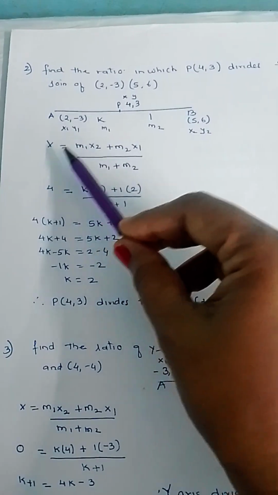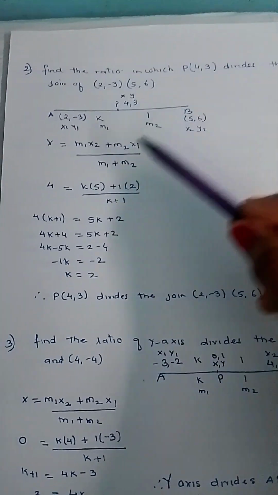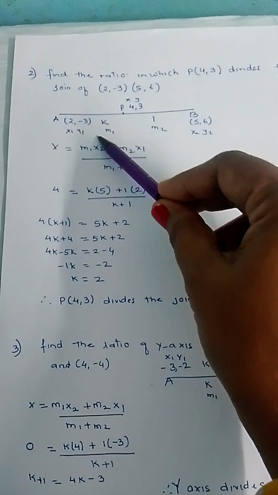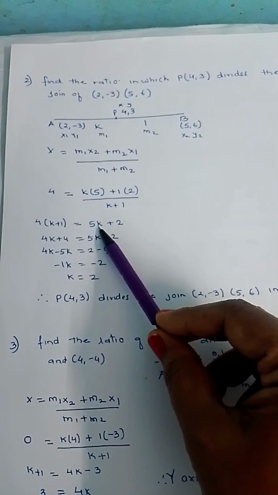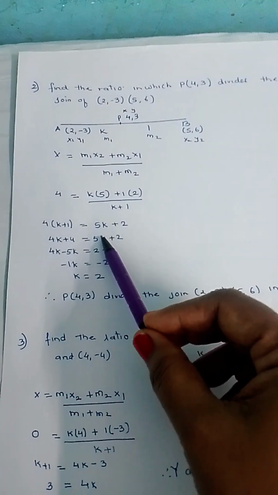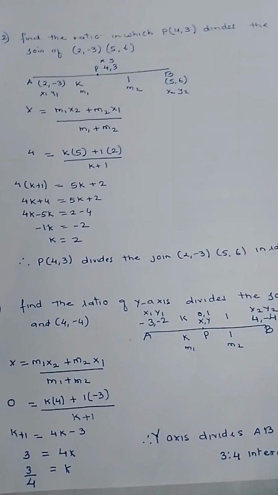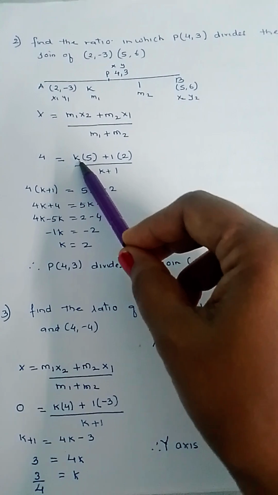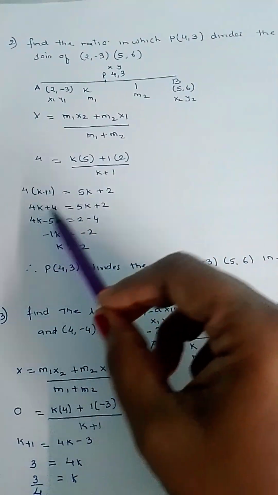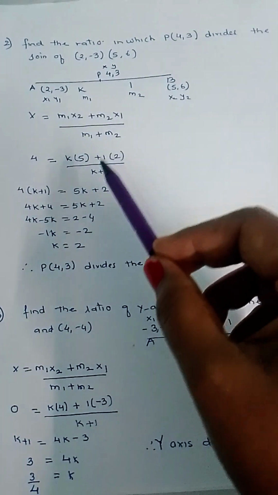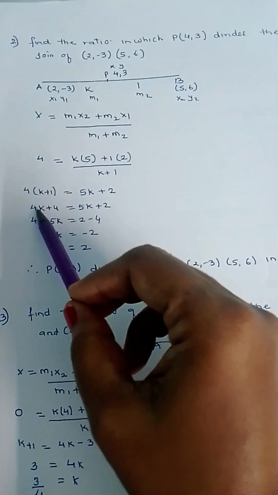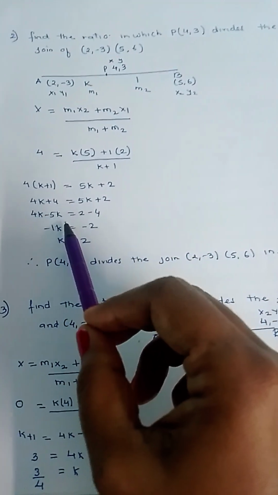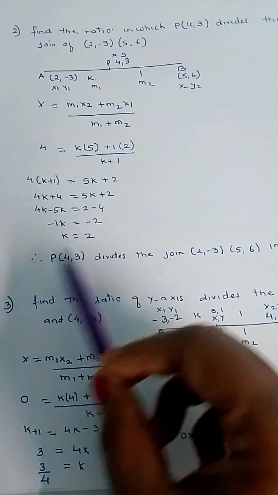I have solved for the x coordinate. m1 x2 plus m2 x1. Only one coordinate I have written because we have to find only the value of k. We are not asked for both the coordinates. If both the coordinates are asked, only then you have to write the values of both. So we have solved this. k into 5 plus 1 into 2 upon k plus 1. Take this above. 5k plus 2 is equal to 4k plus 4. Take like terms together, take the numbers together, and you get k is equal to 2.